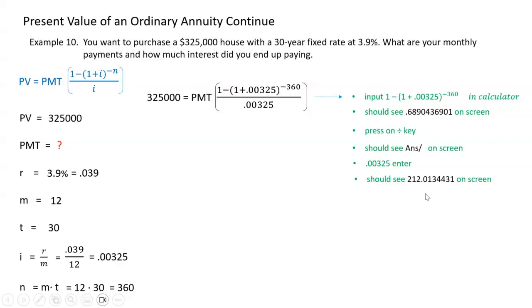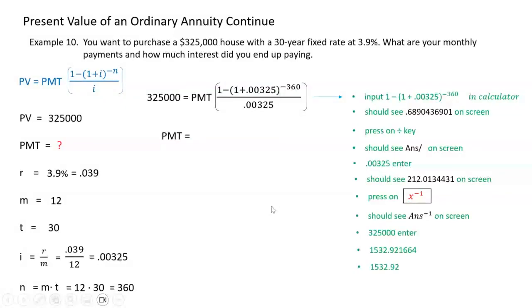You should see 212.0134431 on the screen. Then you're going to hit the inverse key because this takes everything that's on the right of the payment. All this calculation is 212.0134431. Now you're going to hit the inverse key. And then you're going to enter the 325,000. So your monthly payments are $1,532.92. That's how much your monthly payments are. Okay, now that's the answer for the first part.